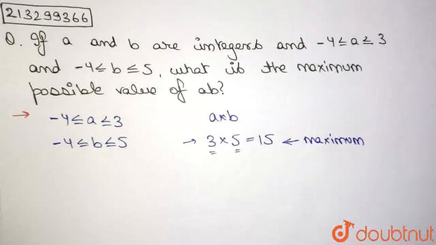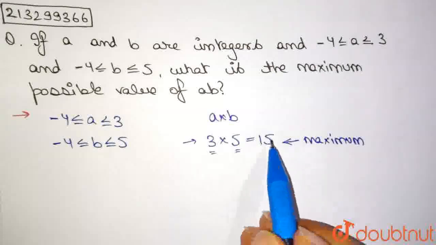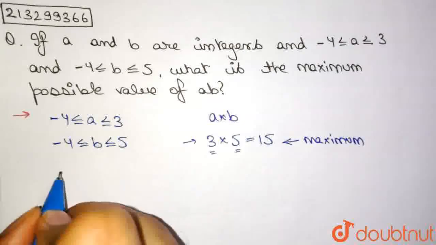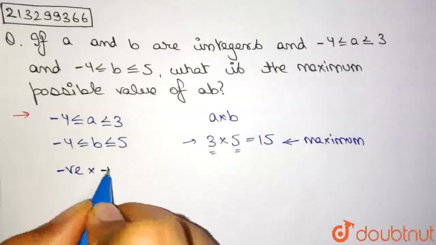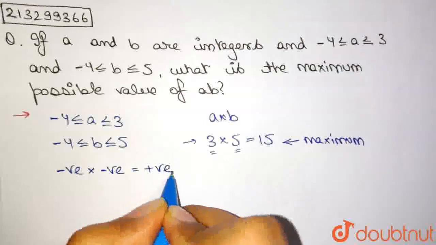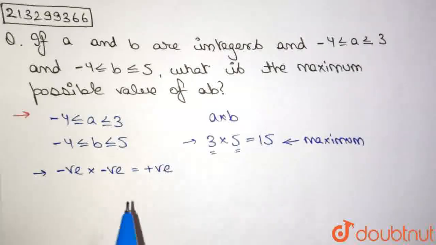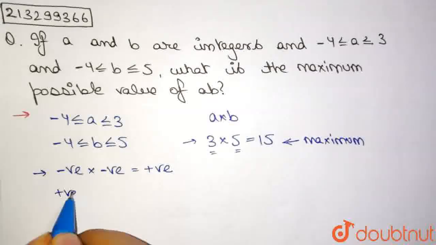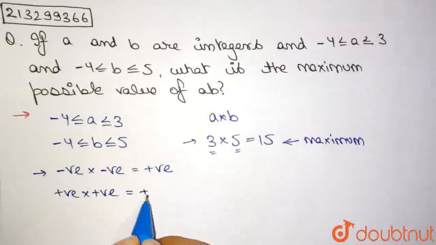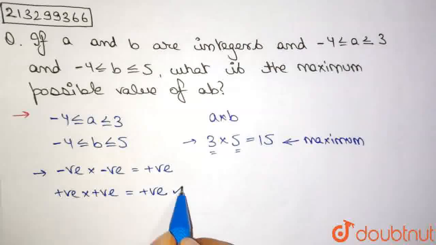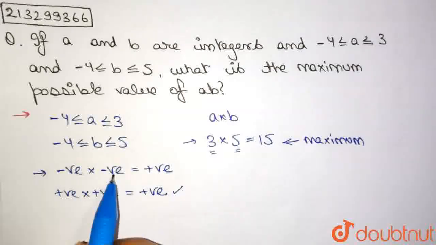Now, we are missing one case if we obtain 15 as the answer. What is that? We also know that negative into negative is equal to positive. So if we have to obtain a positive value, we can multiply negative and negative together. We have already checked positive into positive, which gives the largest positive value, 15. But let us check for negative and negative.